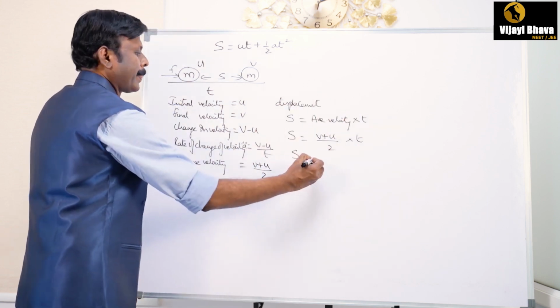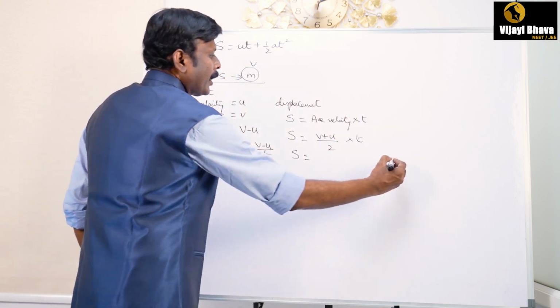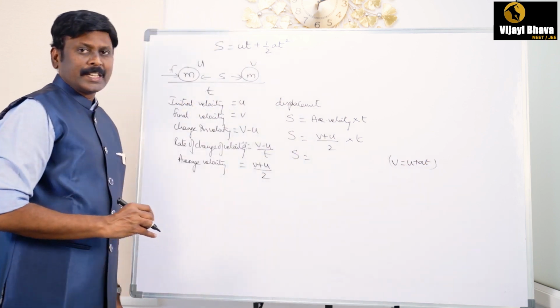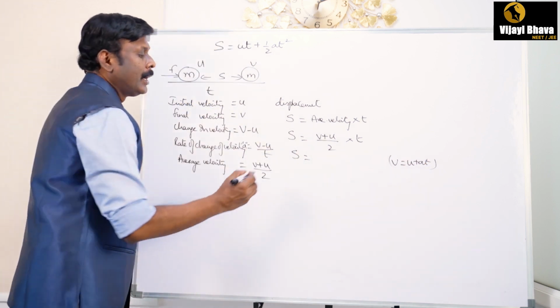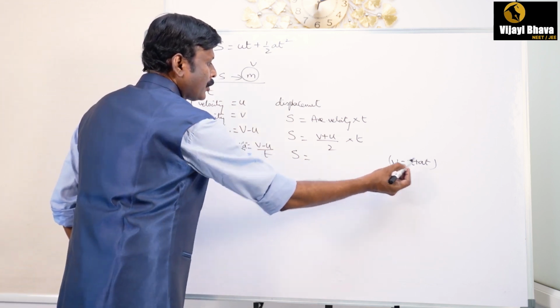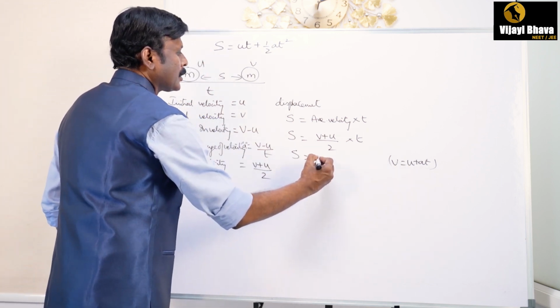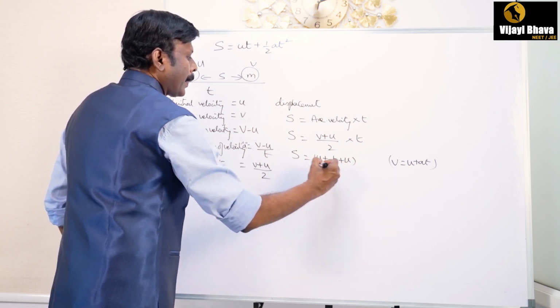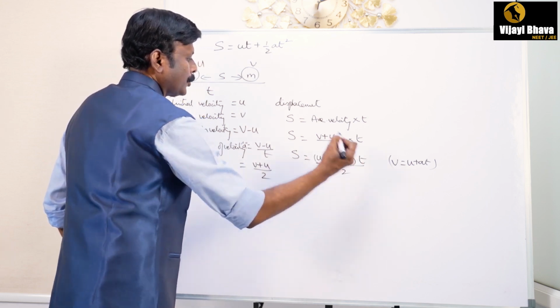The next step, we have an equation v is equal to u plus at. So let us substitute v is equal to u plus at here. Now this becomes u plus at plus u into t by 2.